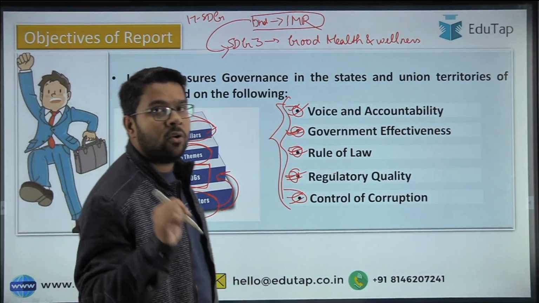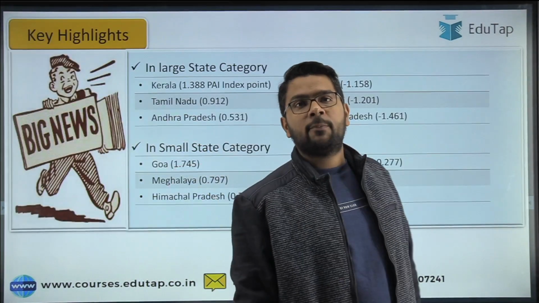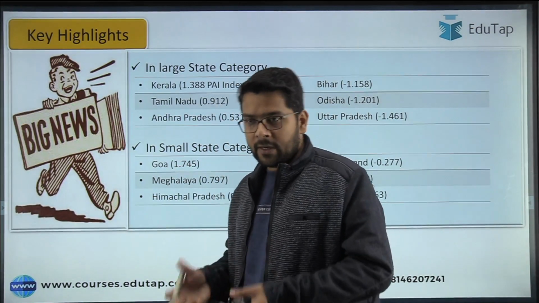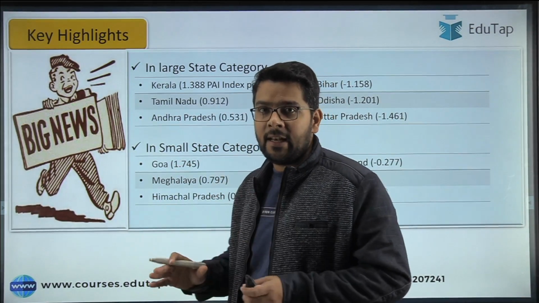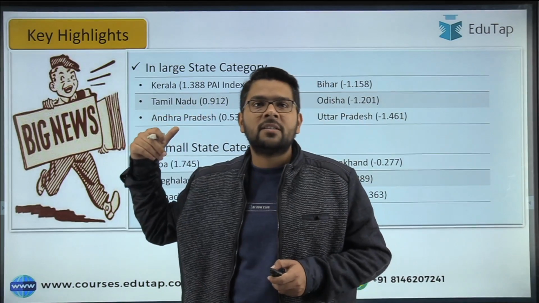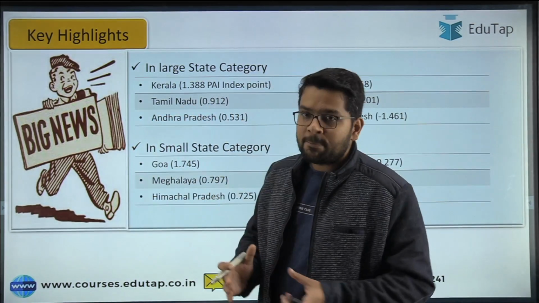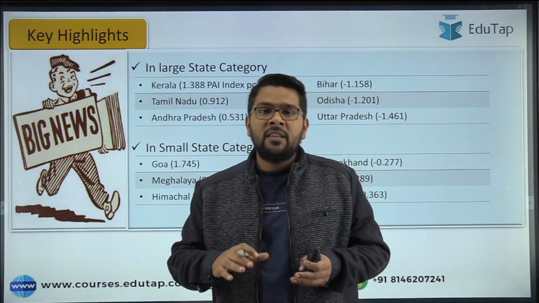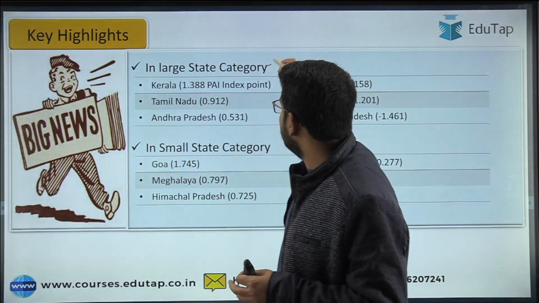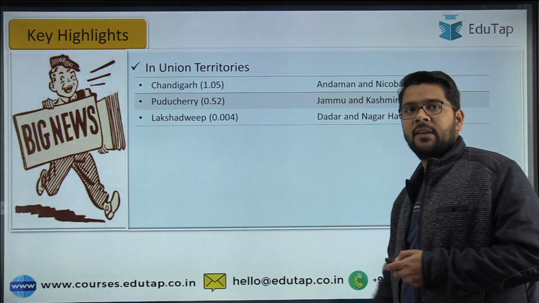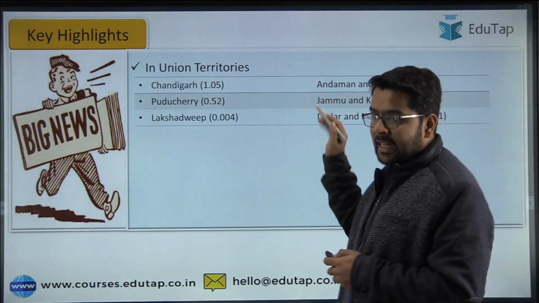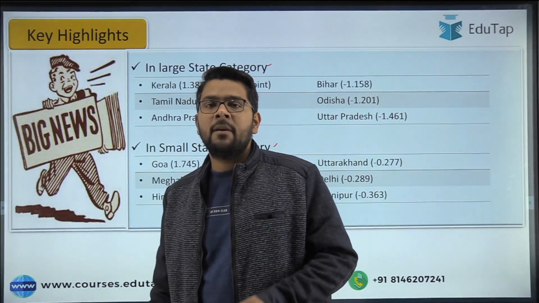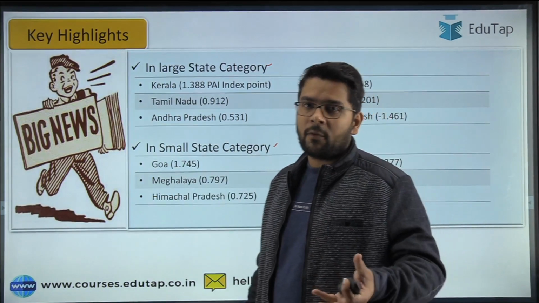Okay, so that is about the entire objective of the report. We have talked about how the states have been ranked in terms of governance. We have discussed it in detail. Now we take up the results of this report. So guys, what this PAC, that is the Public Affairs Index report, has done is categorize the states in three categories. One is the large category, the other is the small category, and the third category is the union territory. So in these categories, it is ranking the respective states and union territories based on their government's performance.